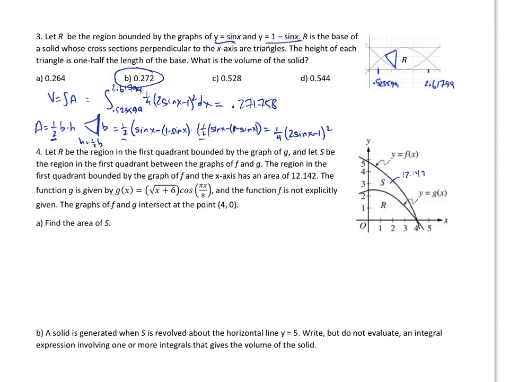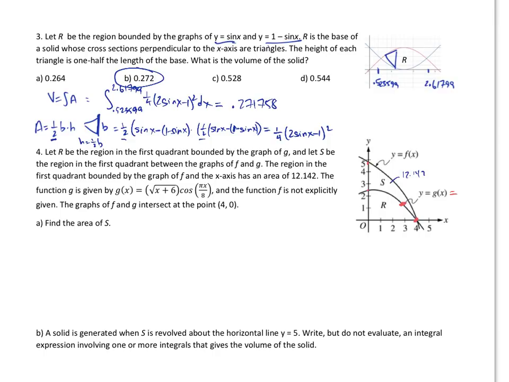And the function g is given by that. So they gave us the g function, which is this one, and we know what this one is. f is not given. The graphs of f and g intersect at the point (4, 0). So we do know that this is (4, 0), and we don't know what these two values are right there, which we may not need. Okay, find the area of S.